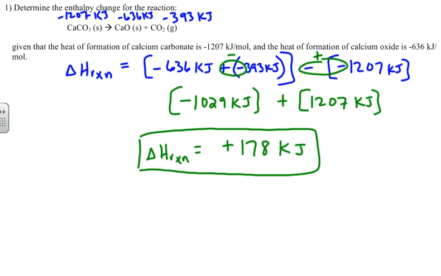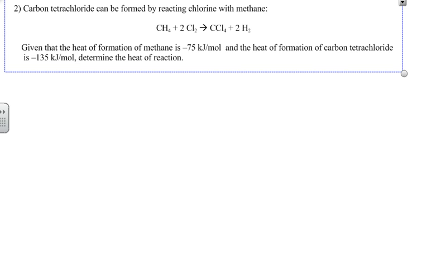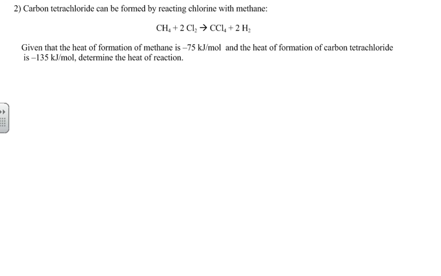Let's take a look at problem number 2, which says that carbon tetrachloride can be formed by reacting chlorine with methane.